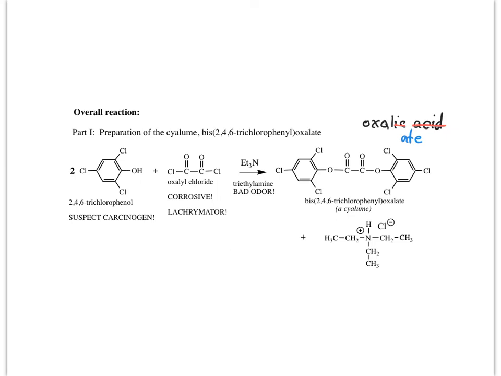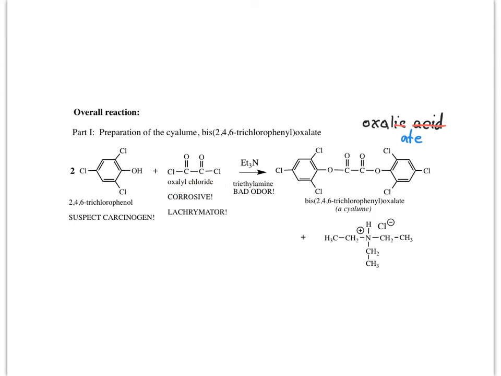And so we're going to start with our alcohol-like source, in this case a phenol: 2,4,6 trichlorophenol. Remember, phenol is the aromatic hydroxyl compound. They're similar to alcohols, but more acidic. And so that makes it easier to turn this into a nucleophile. It's easier to deprotonate. And then we're going to have oxalyl chloride.